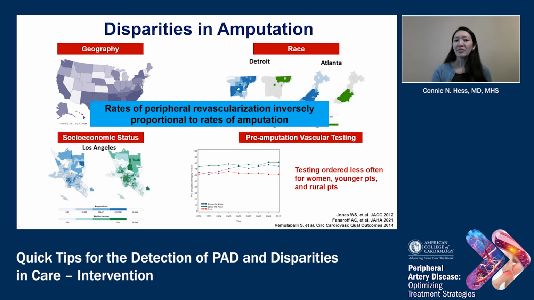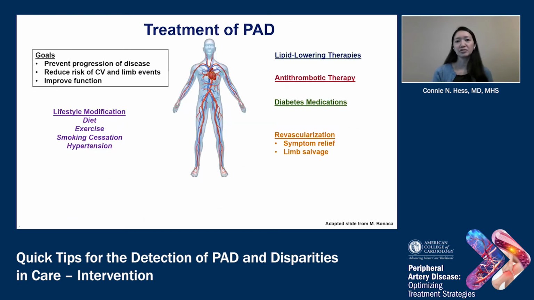I'd also like to point out that the rates of peripheral revascularization are inversely proportional to rates of amputation. All these places where we've shown that there are greater rates of amputation also correspond to lower use of peripheral revascularization. So there are disparities in that treatment modality as well. If we return to thinking about treatment for PAD, the goals are to prevent progression of disease in patients that are asymptomatic, and in those who are symptomatic, to reduce the risk of cardiovascular and limb events, including amputation. And of course, we want to improve function and quality of life.